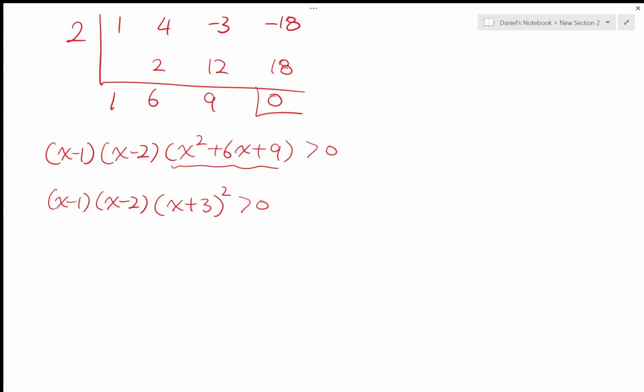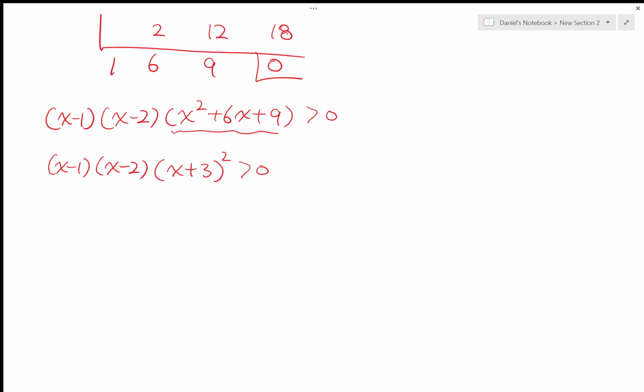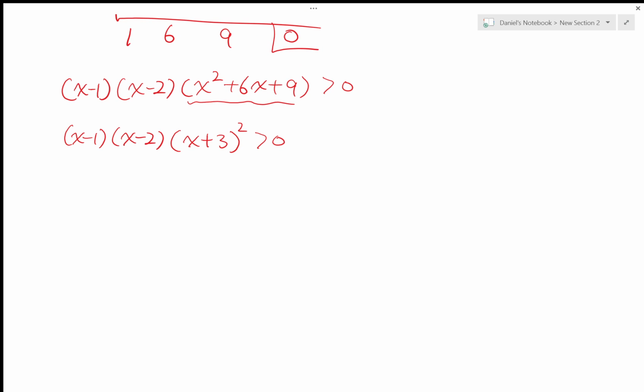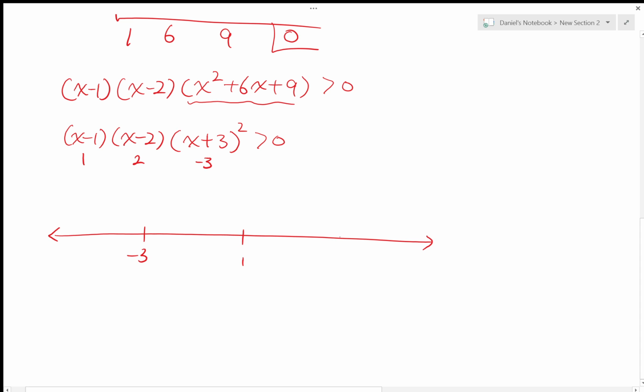So depending on who the teacher is, or depending on your preference, you can use a table or you can use a number line. I'm going to show you the number line way because it is a lot shorter to me. It's a lot less work. So what we do is we first have to find the zeros of each bracket. So we have 1, 2, and -3 as the zeros. And then on the number line, we put these: -3, 1, and then 2.